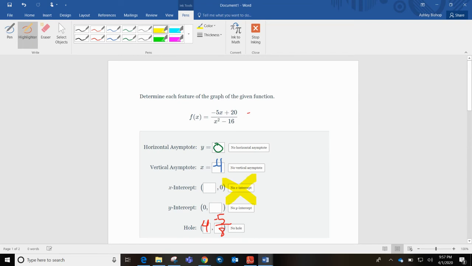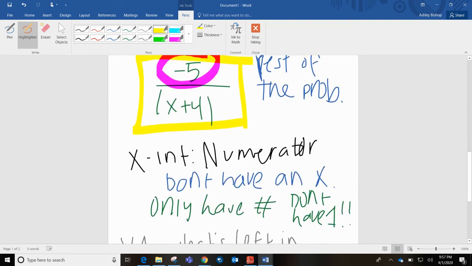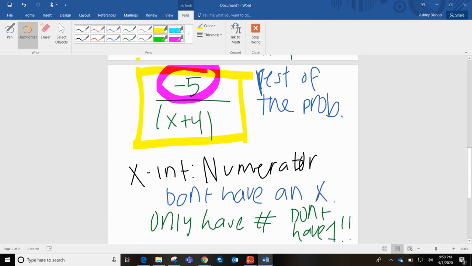So I would cross that. I would pick that answer essentially. So that's my answer that I would pick. I have no x-intercept because there's a number. There's only a number left. Remember, we're using what's left over in the problem.